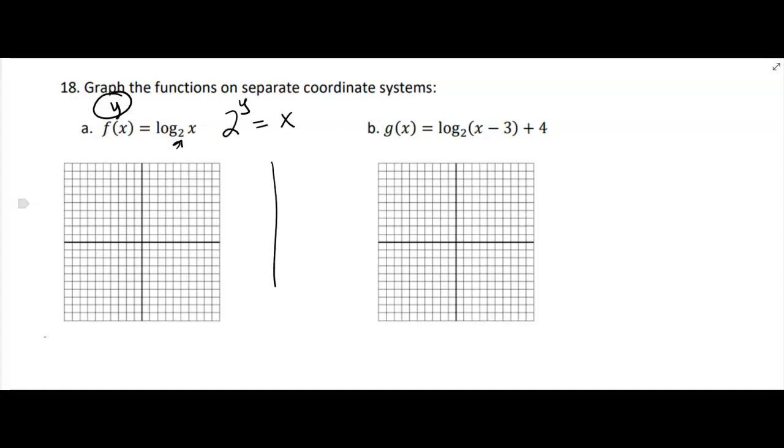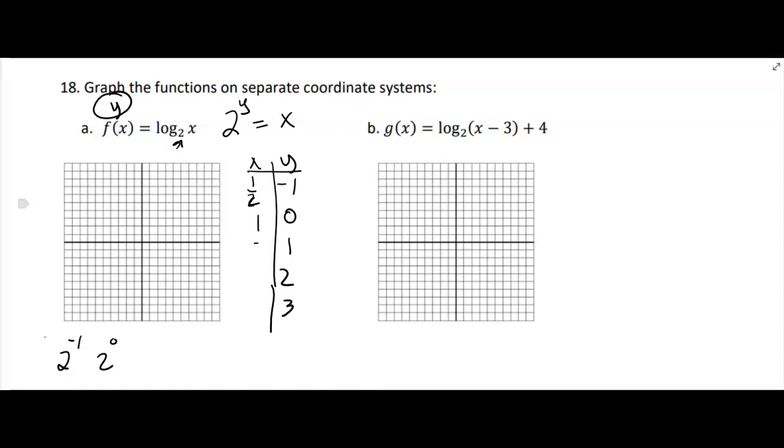And then what you do is you make a table of values, but you're picking y values. So pick like -1, 0, 1, 2, 3, something like that, and plug those in. You're going to calculate the x values. So what's 2 to the power of -1? That's 1/2. What's 2 to the 0? 1.